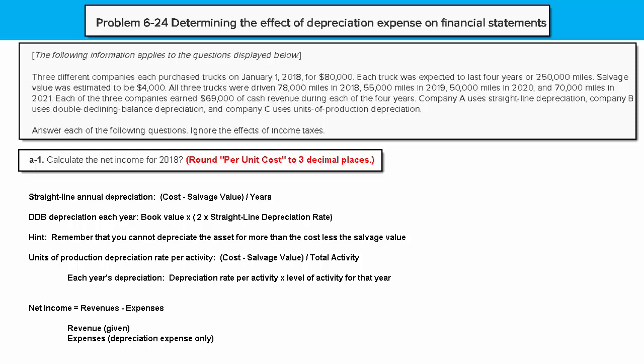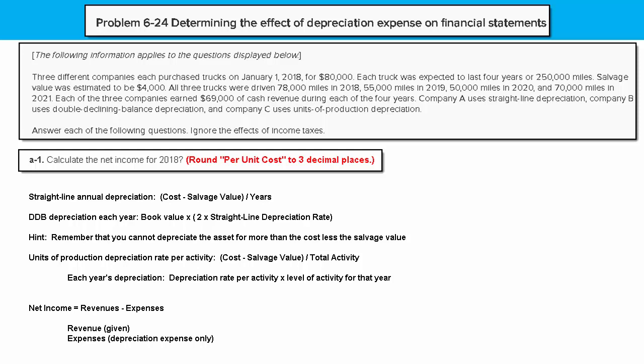Okay, so if you look at this problem, what you understand is that all of the companies are exactly the same except for the depreciation methods they've chosen. All right, so what this means is you need to be able to understand these 3 different depreciation methods, and you need to be able to calculate annual depreciation for 2018.